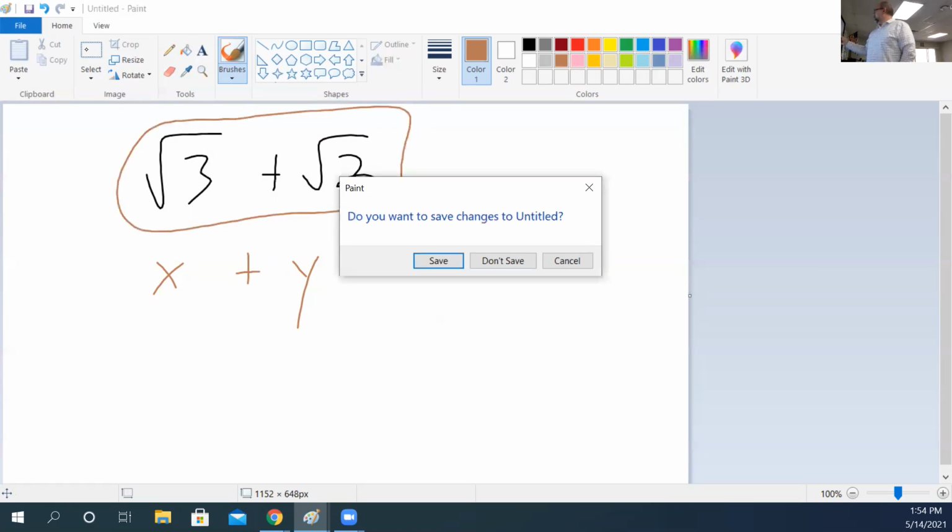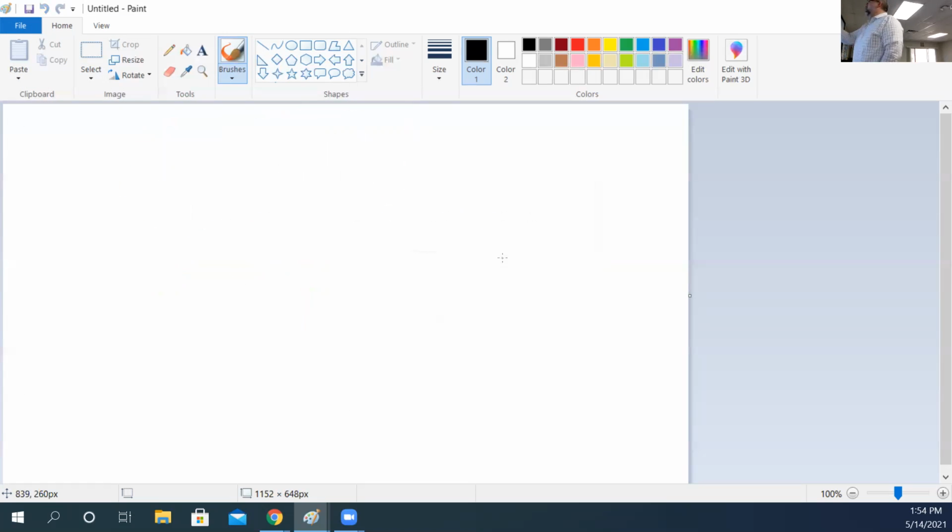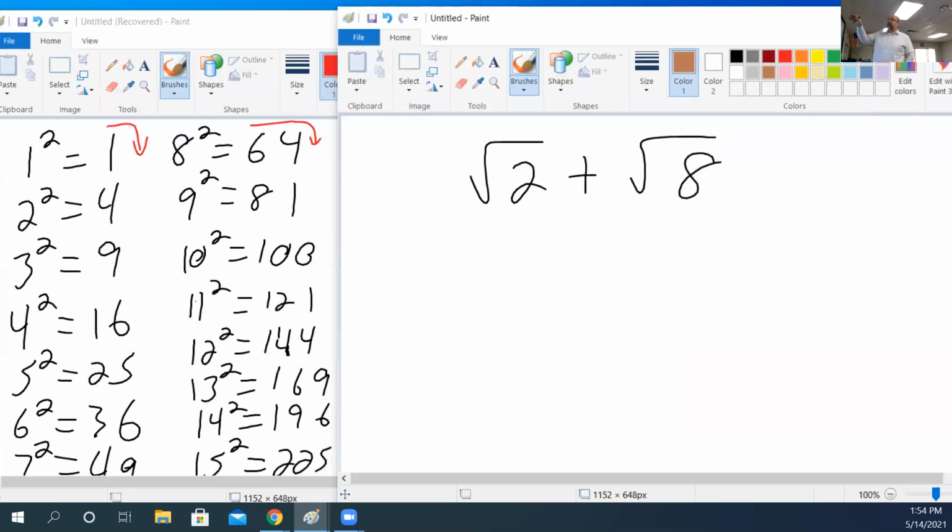All right, next example for us. How about square root of 2 plus square root of 8? First you might say, oh, they're different, I can't combine them, I'm done. No. First you want to see if you can reduce them, using, remember, these wonderful little things we've been using this whole time. So make sure you still have them handy because we're going to keep using them.